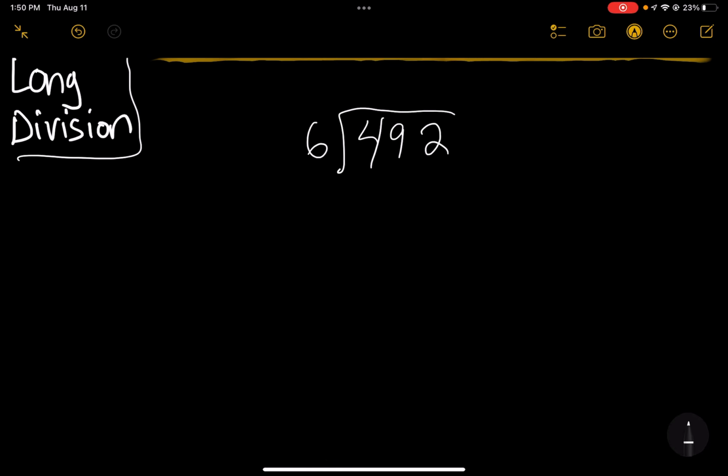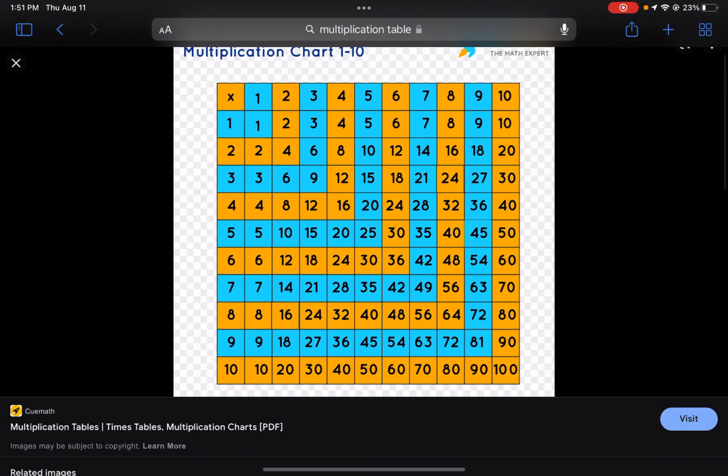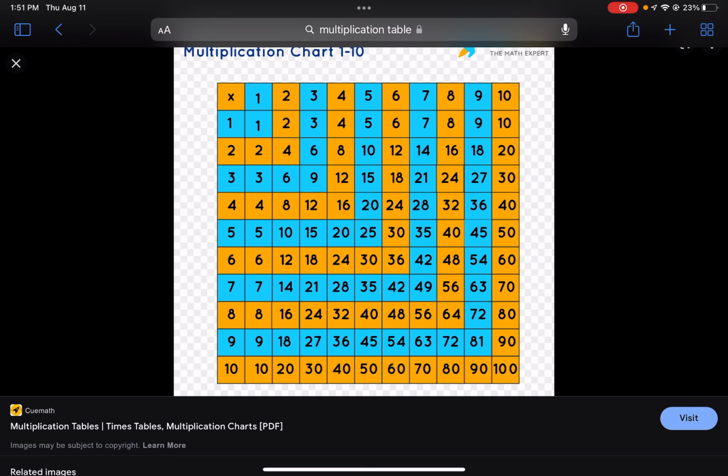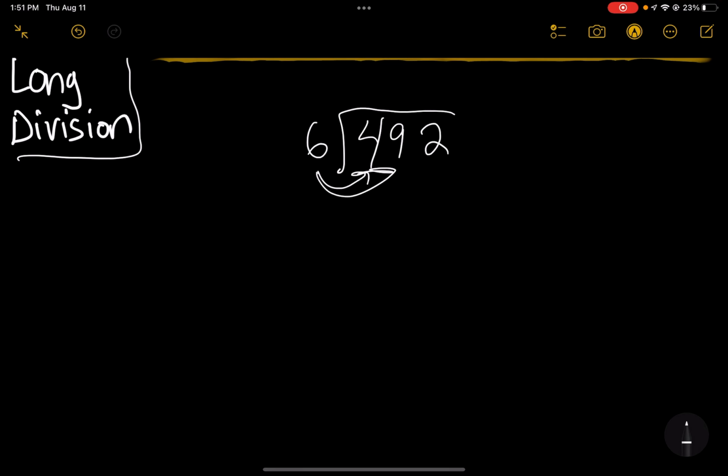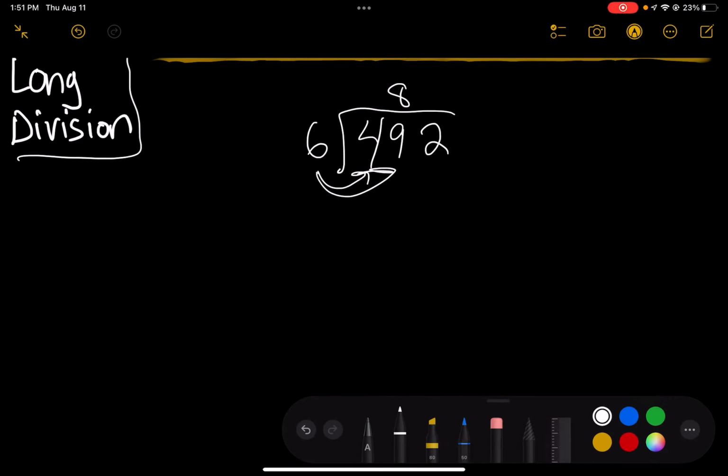Okay, first step. Let's talk about what we could do with the 6. The 6 cannot go into 4 even one time, but it can go into 49. I'm linking a multiplication chart in the video's description for you, because if you'd like, you can use this to help you decide how many 6s can go into 49 without going over. 1, 2, 3, 4, 5, 6, 7, 8. 48 gets it nice and close, so let's go with 8. 6 times 8 is 48.